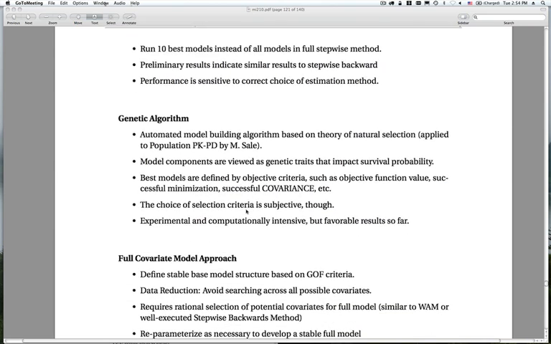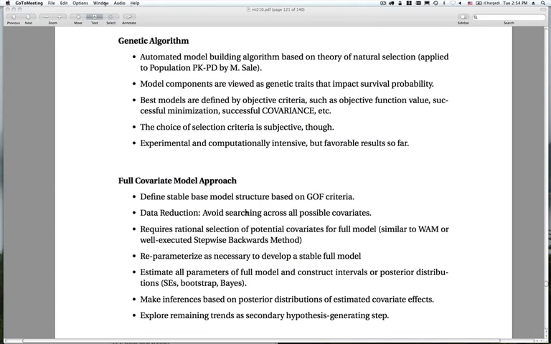Not necessarily for inference purposes, but for prediction purposes. The genetic algorithm has been proposed primarily by Mark Sale, where this is a complex algorithm where model components are viewed as genetic traits, and this is an optimization algorithm used in other fields, but applied to POP-PK models now, using different traits of the model characteristics as favorable survival characteristics. You can tune this to optimize, essentially automate a model selection process.